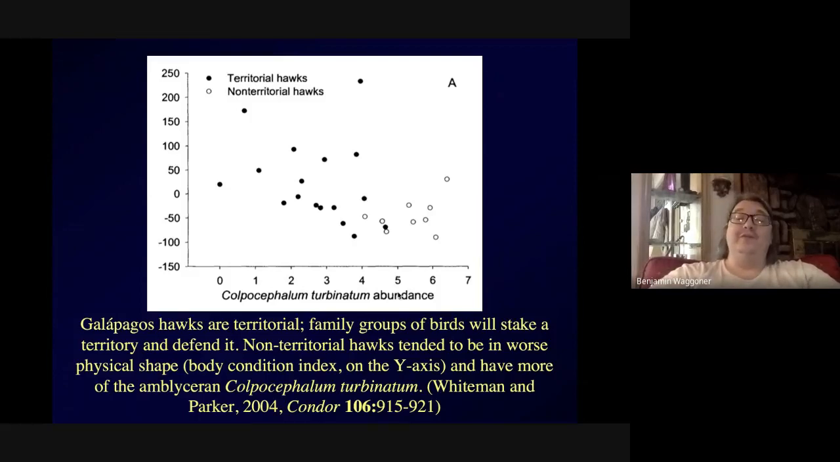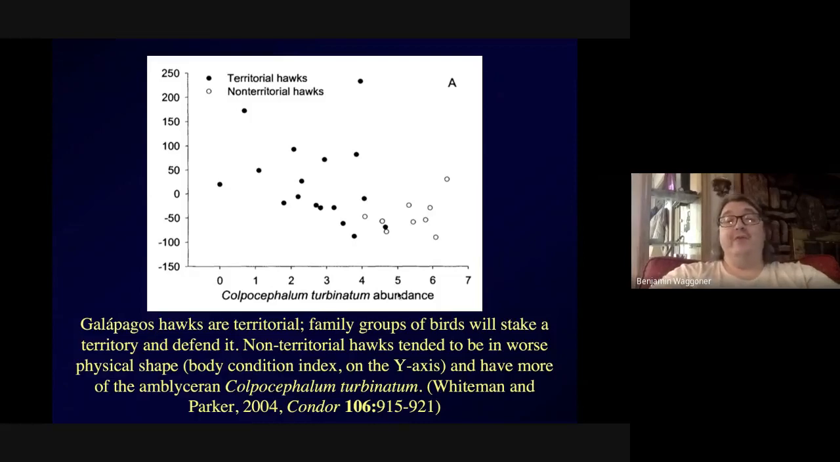So you'll get these family groups that will stake out a hunting territory, feed there, and defend it against all comers. There are some hawks that are non-territorial, but they tend to be in worse physical shape. I'd have to look up exactly how, but they tried to measure physical condition shown by the y-axis. And you can see non-territorial hawks tend to be below the 0 line. On average, they're in worse physical shape than the territorial hawks.